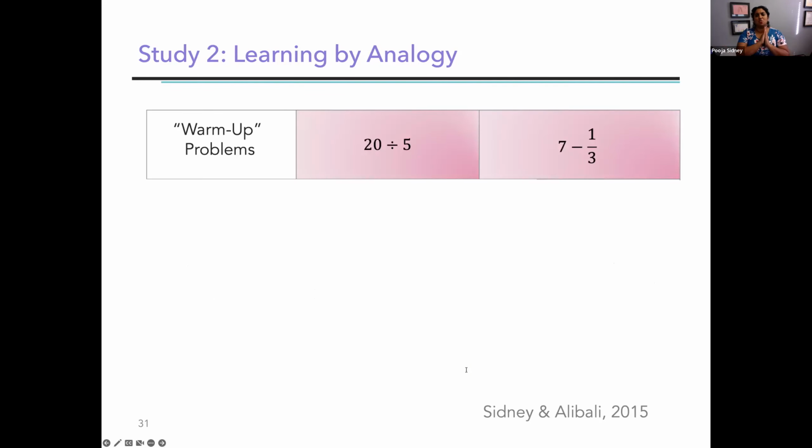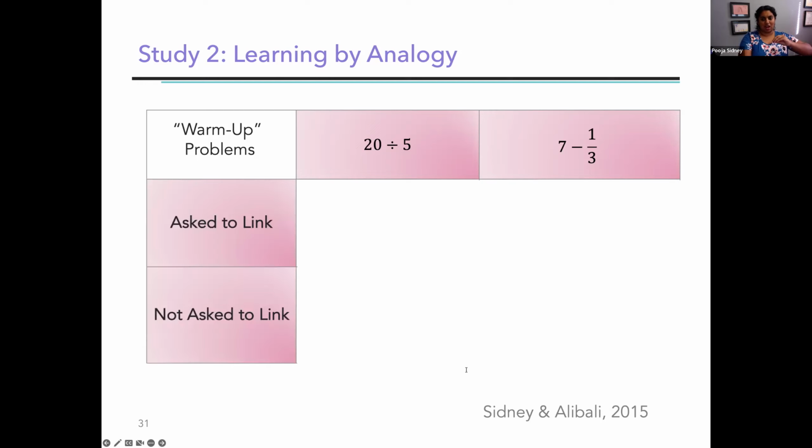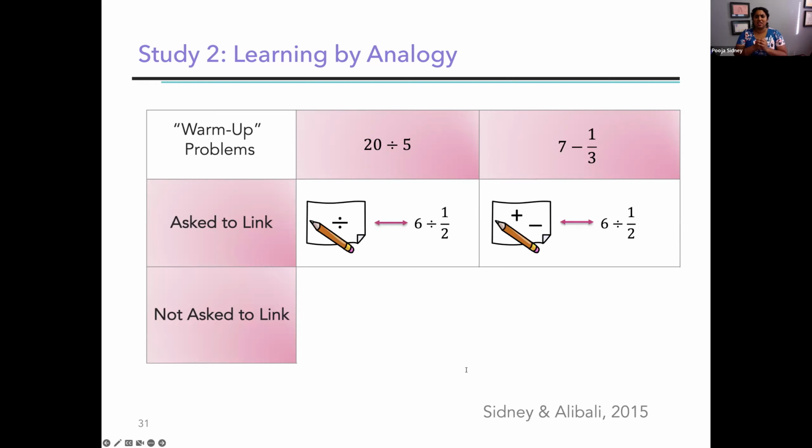Okay, so remember, some kids warmed up with whole number division, some kids warmed up with addition and subtraction, and then we also manipulated whether we asked them to explicitly link between the warm-up problems and the lesson. So some were asked to link and some were not asked to link. So for half of the kids, they did their warm-up problems, and then we kept the warm-up problems out during the lesson. And at several points during the lesson, we said, do you think this is related to the warm-up problems, and how is it related? How is it similar to the warm-up problems you did?